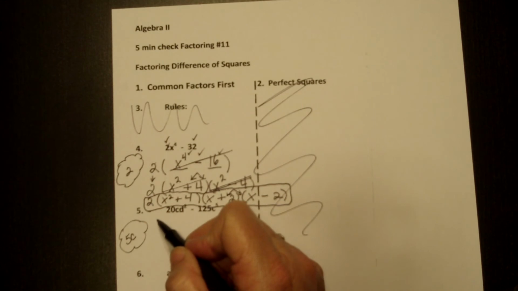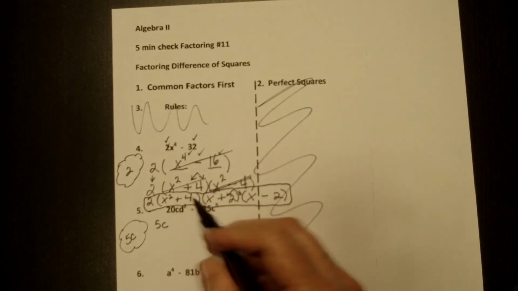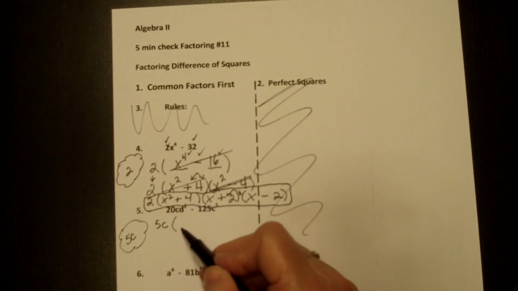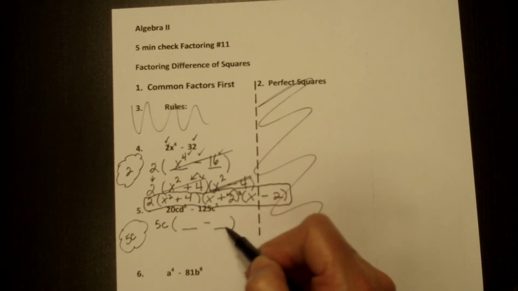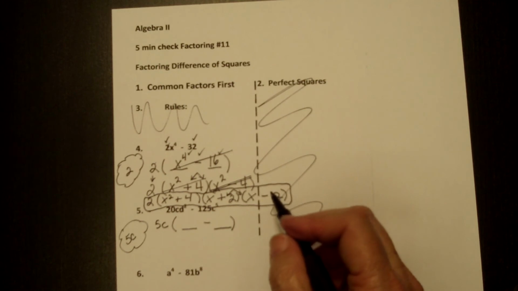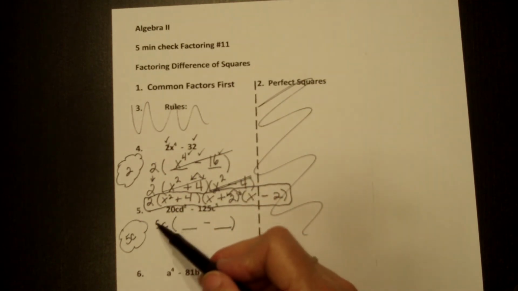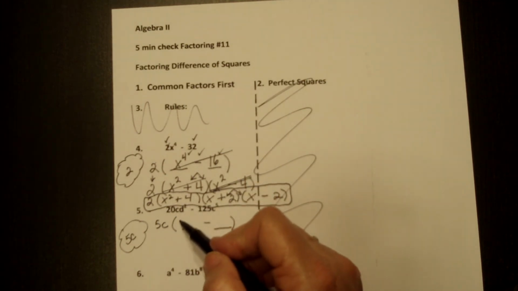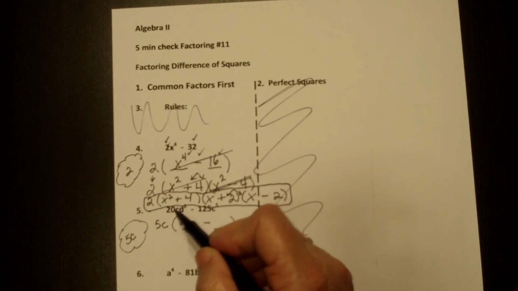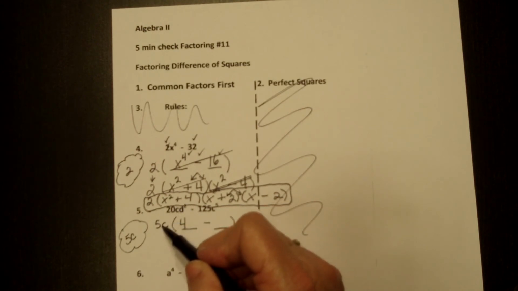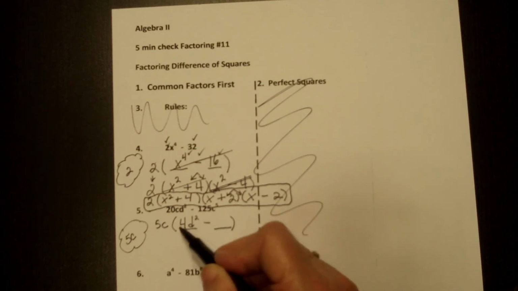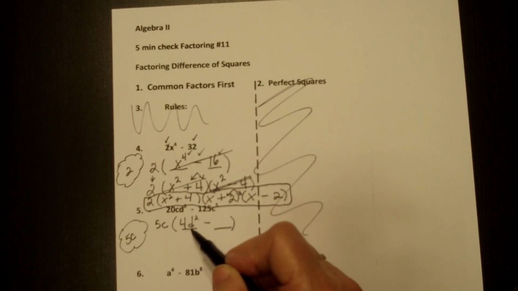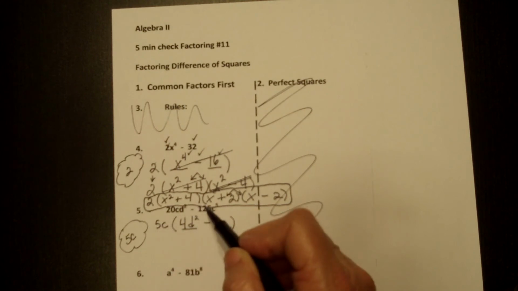So the first thing I have to do is 5C, and I have to write a parentheses with 2 blanks. This is a minus, so I'll put a minus. And now I'm going to fill up the 2 blanks. Okay, 5 goes into 20 how many times? 4 times. This C and this C would just cancel out, and then I would have to put a D squared here. Now look at that. That's a square now. We have a perfect square and a perfect square. All right, 5 goes into 125, 25 times.